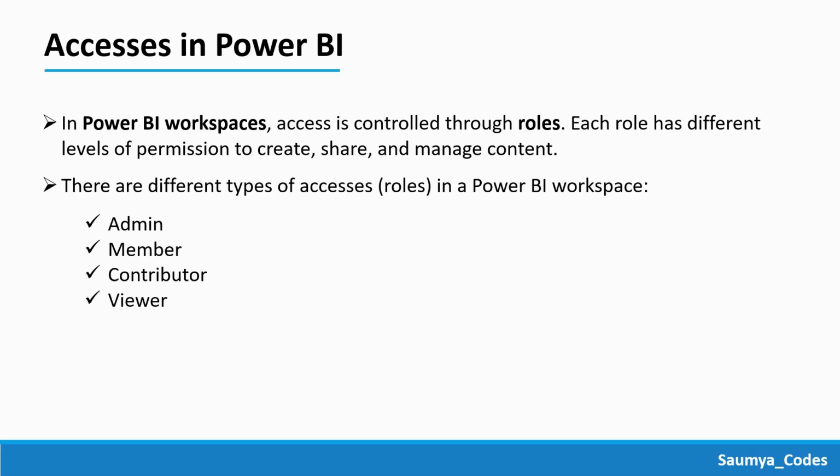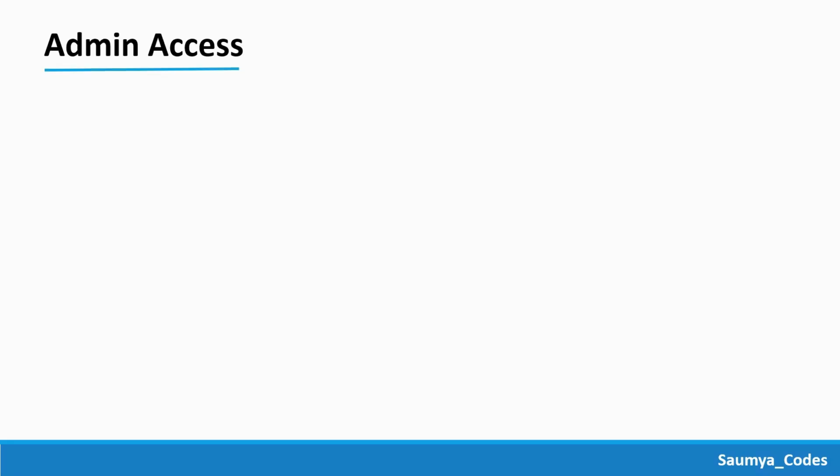I have listed all these four accesses in sequence, where admin has the highest level of access and viewer is the lowest level of access. Admin access is the highest level of access.